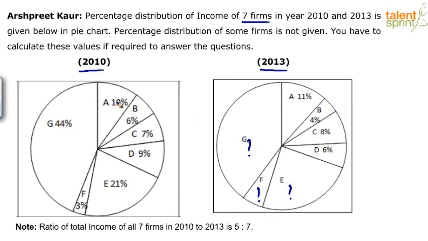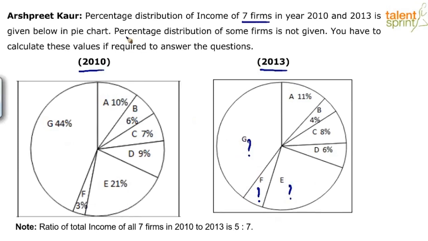If you look at 2010's graph, we have been given all the percentage values, right? 10 plus 6, 16 plus 7, 23 plus 9, 32 plus 21, 53 plus 3, 56 plus 44, 100. So this 100% distribution across 7 firms is given. Here it's missing, I mean the values for G, F, E are missing.